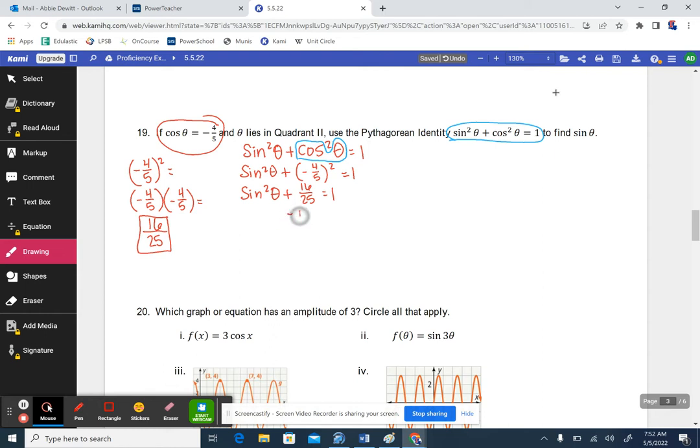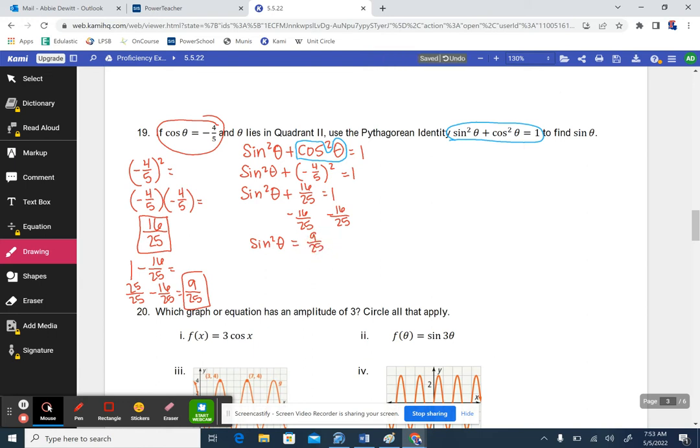Okay, so now we need to subtract 16 over 25 from 1. So again, come over here on the side and make a little note. What is 1 minus 16 over 25? That is 25 over 25 minus 16 over 25. And what is 25 minus 16? It's 9. So 9 over 25. So now we are going to have sine squared theta set equal to 9 over 25.